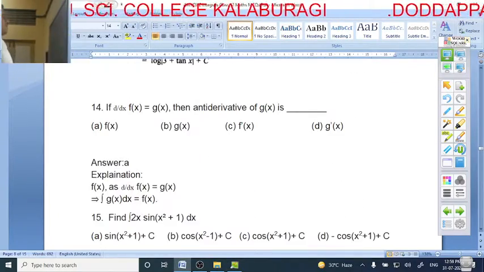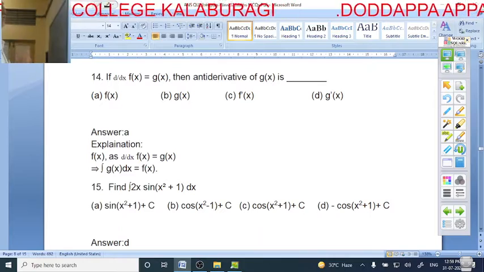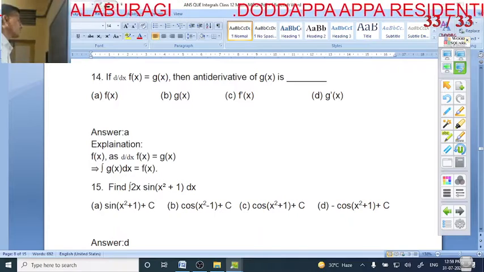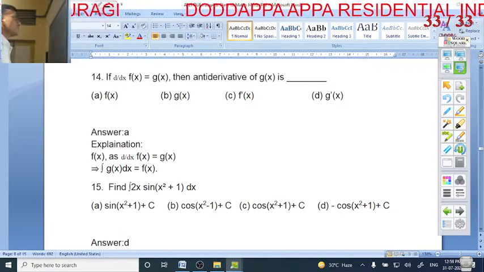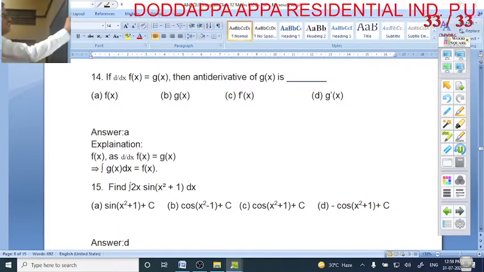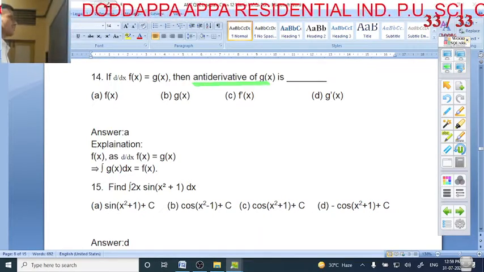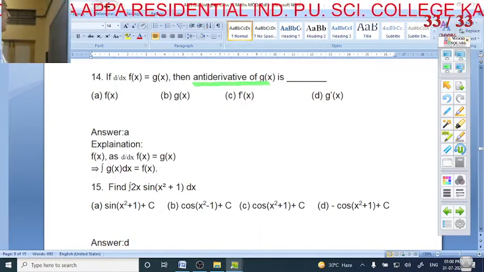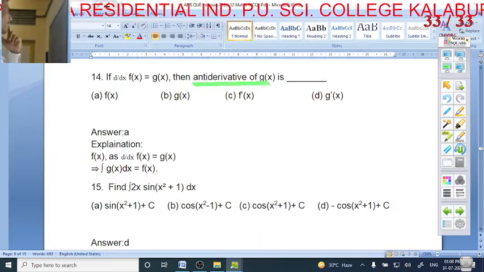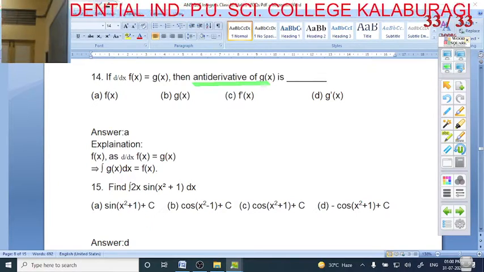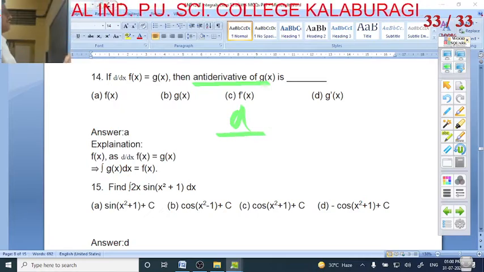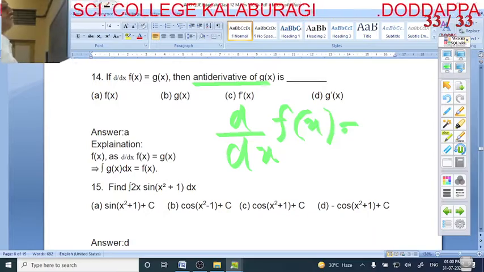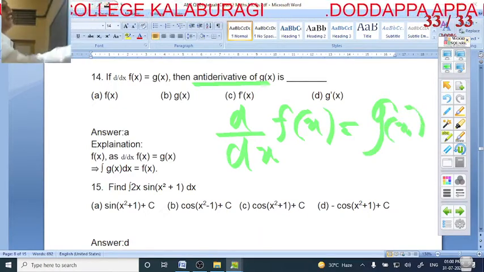So next example, slightly theoretical. Here, if the differentiation of f of x with respect to x is given as g of x, then the antiderivative of g of x is asked. Antiderivative means integration. Integration or antiderivative both have the same meaning. So what has he given? He has given d by dx of f of x is equal to g of x.